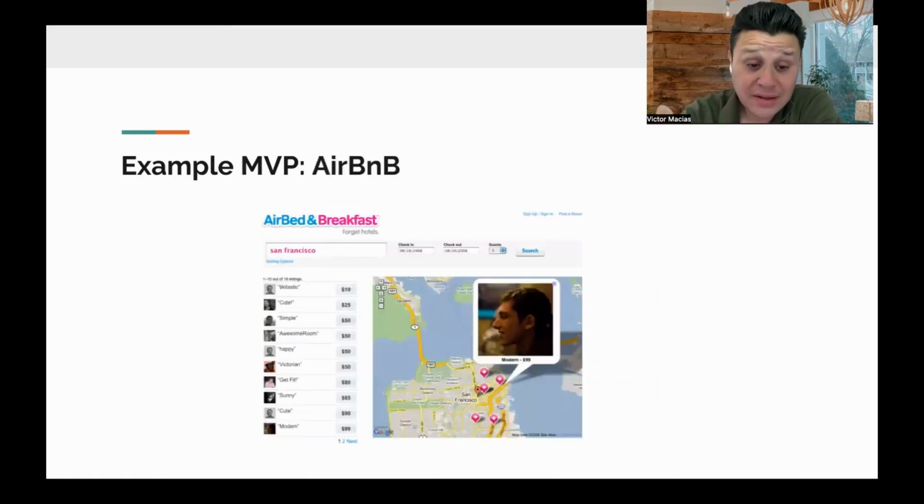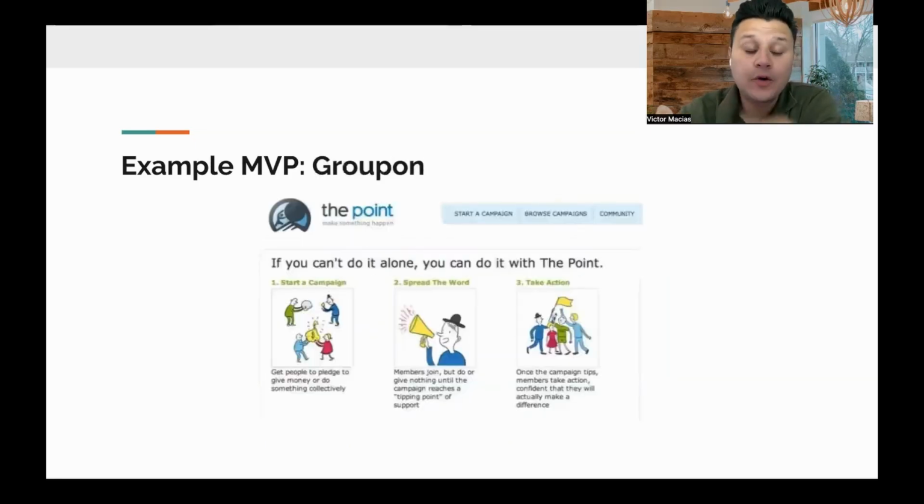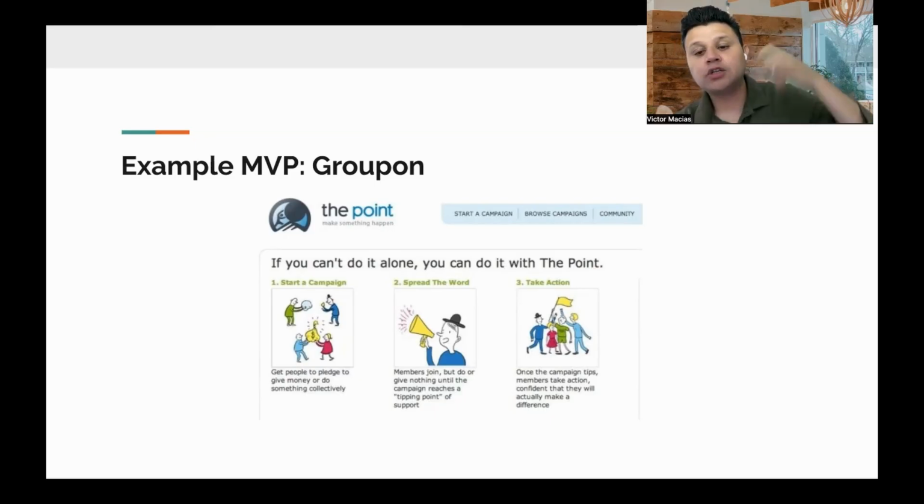This is Airbnb's. It was called Air Bed and Breakfast, which was shortened down to Airbnb. This is Groupon. Groupon was called The Point. So Groupon was actually a blog where they would email and send people coupons directly. They did this and they got such good feedback that this evolved into ultimately what became Groupon.